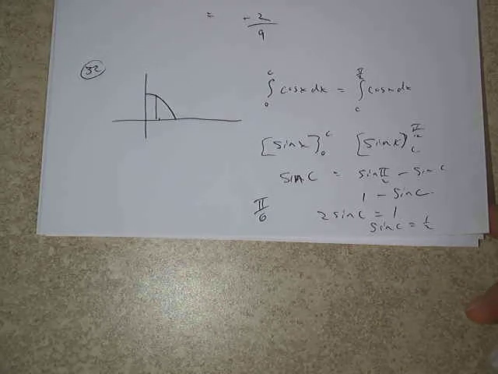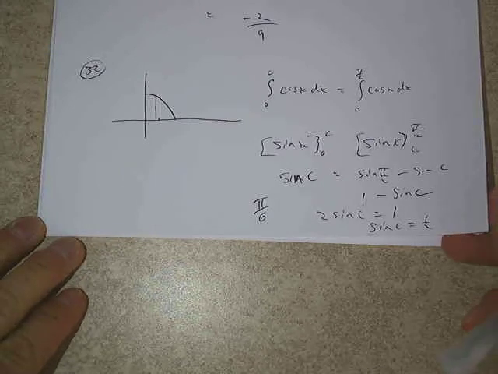Okay, next. 34. 34 says, if f is an antiderivative of tangent squared x over x squared plus 1, such that f of 1 is equal to a half, then f of 0 is.